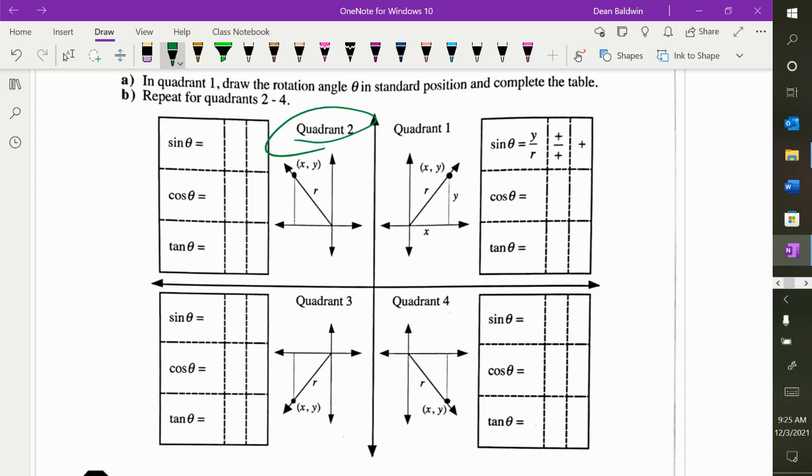In quadrant 2, what is the negative value? X or Y? X. So you're going to have a negative X here. I'm just going to put a negative in front of the X. And the Y will be positive because you go up. Sine, and we're talking about this angle theta, is what over what? Y over R. Y is positive. R is always positive. And the reason R is always positive is because how would you get R?